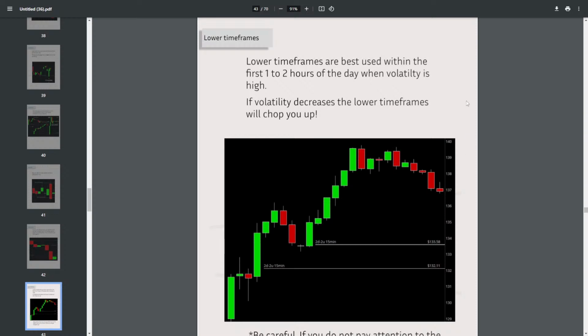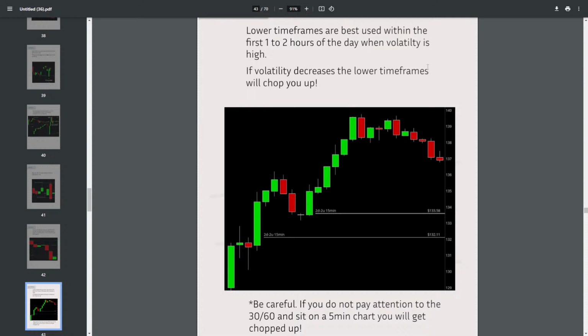So lower time frames on the gappers. These are best used in the first 1 to 2 hours of the day when volatility is high. And we don't suggest this for new traders because volatility is high and you're trading on like a 5-minute, 15-minute basis. You have to be a little quicker. So when volatility decreases, the lower time frames will chop you up. So what you can see is in the morning, extremely volatile. In the afternoon, there's still some good setups in here, but notice they chop them up in here.